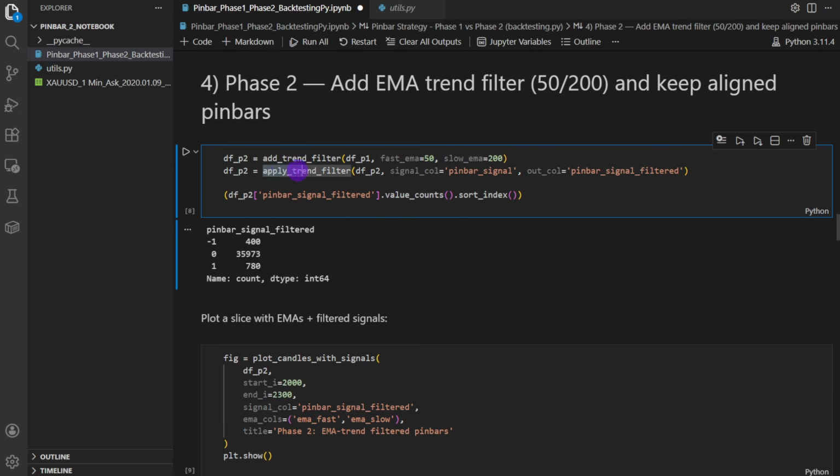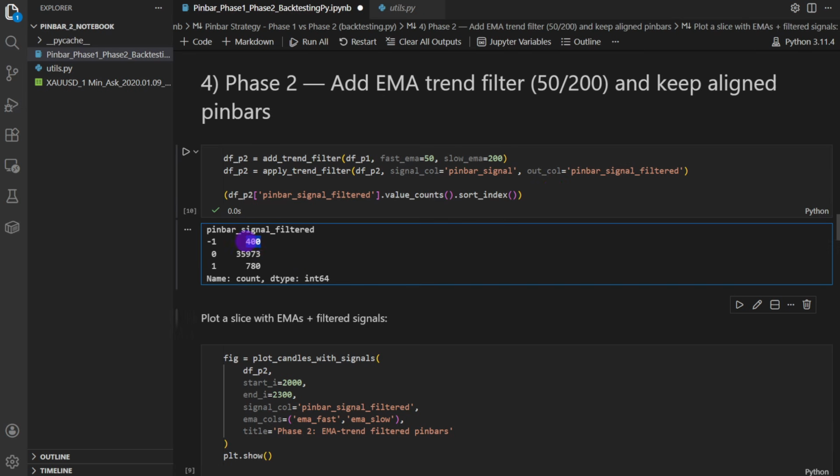Then I'm going to apply the trend filter on the signal column named pin bar signal. And the new column that will be created, the filtered signal, will be pin bar signal filtered. And this is it basically. So let me run this. Now we have fewer signals. We have 400 instead of 1,500 previously, and 780 bullish rejection candles instead of almost 2,000 in phase 1.